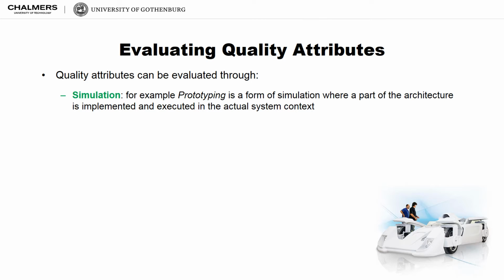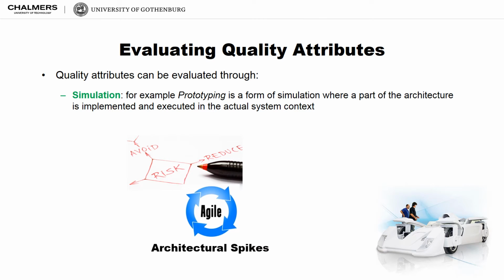Prototyping is a form of simulation where a part of the architecture is implemented and executed in the actual system context. In agile methods, architectural spikes can be considered as a form of simulation to reduce the risks and increase confidence in specific design solutions before committing to them.